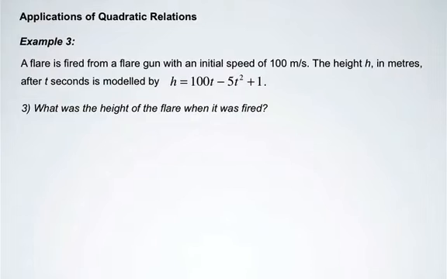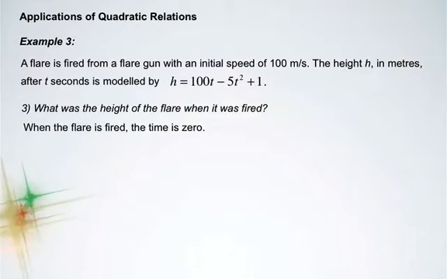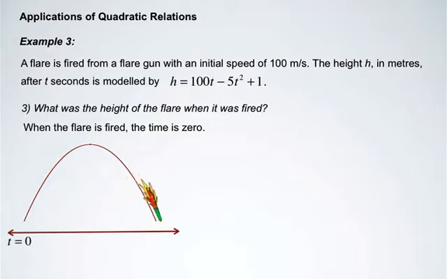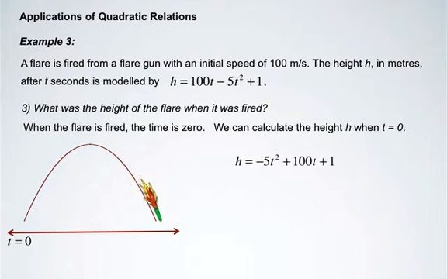What was the height of the flare when it was fired? When the flare is fired, the time is 0. We can calculate the height, h, when t equals 0. We substitute 0 in for all the t's. So h equals negative 5 times 0 squared plus 100 times 0 plus 1. So h equals 0 plus 0 plus 1. So our h, when the flare was fired, was 1 meter.